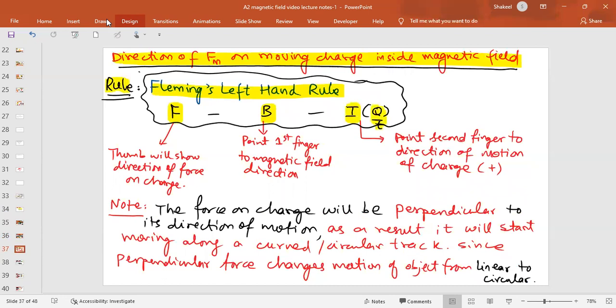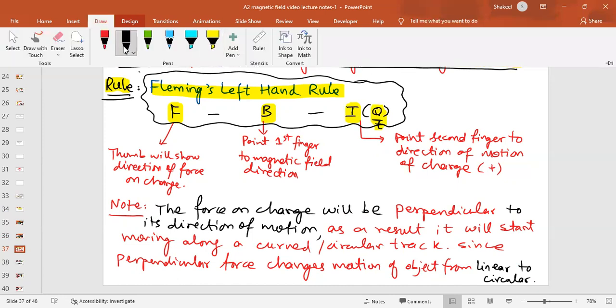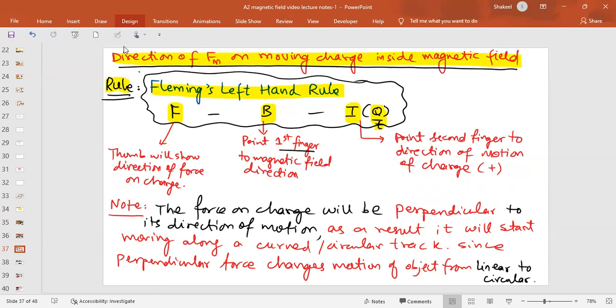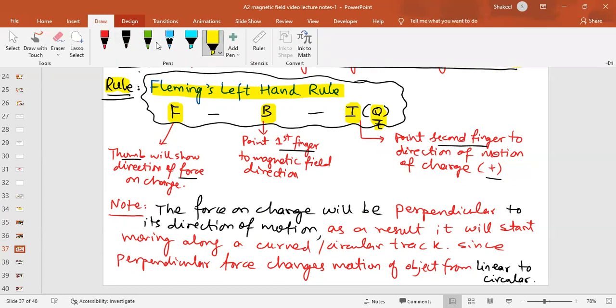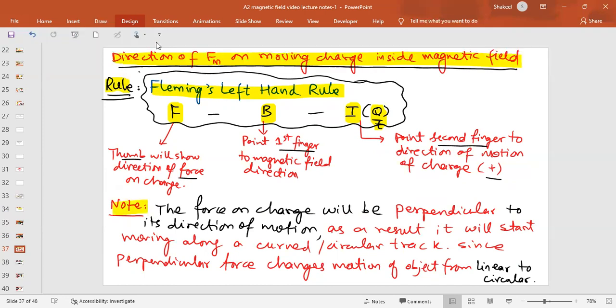Over here, I will be Q by T, because this I or Q is actually the direction of the moving charge. So you will point your first finger towards the magnetic field direction, and you will point your second finger towards the direction of motion of positive charge. And then the thumb will show the direction of force on the charge. You have to note that the force on the charge will be perpendicular to its direction of motion. This magnetic force will be perpendicular to the direction of motion.